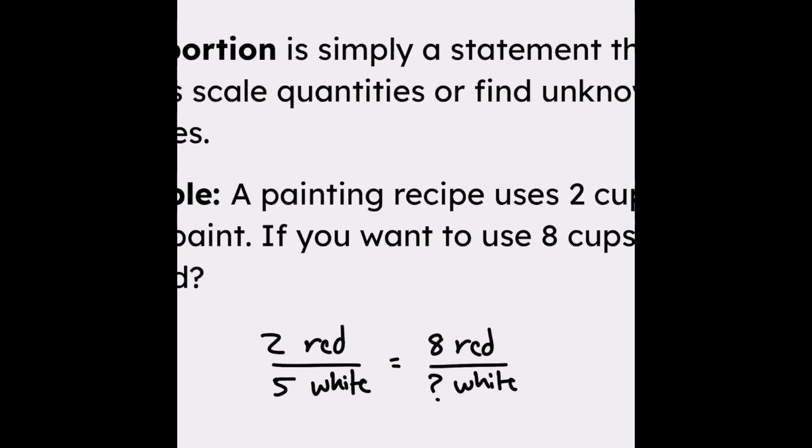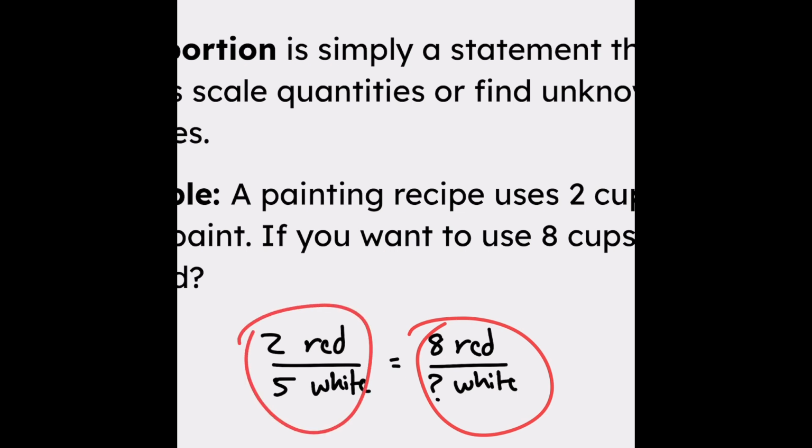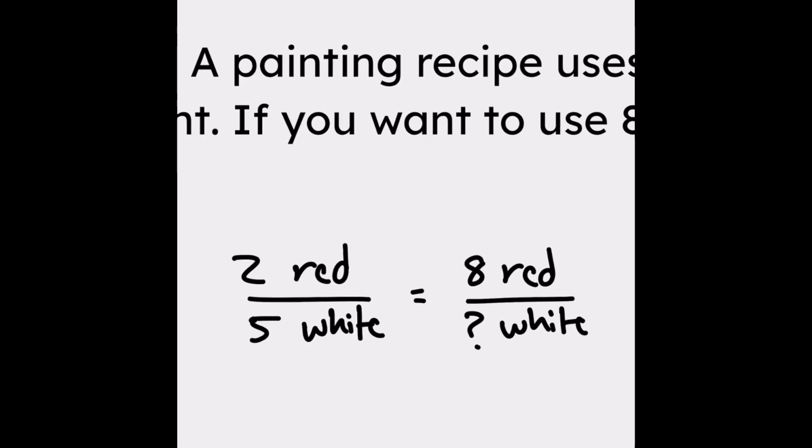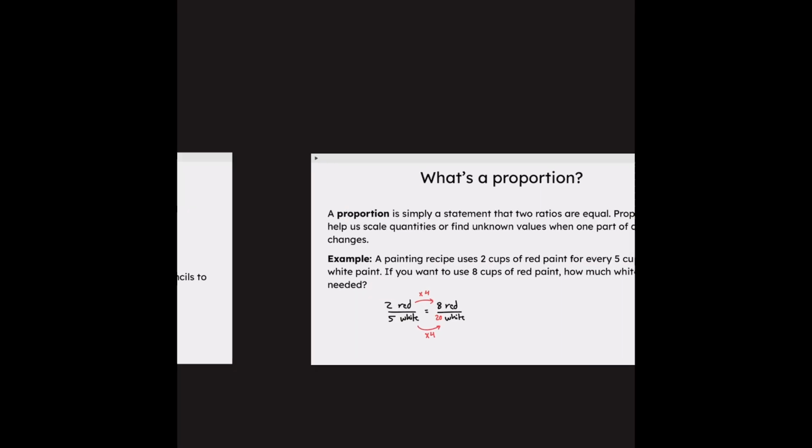Again, whatever this ratio is, it's going to be equivalent to this one. They're going to be the same. It's just that the quantities may differ, but the actual value is going to be the same. So if these are equivalent fractions, if you remember, when you multiply 2 by 4 and it becomes 8, we should also multiply the denominator by the same value in order to keep the fraction equivalent. So we should multiply the denominator by 4 as well, and we would get 20. So we know that if we use 8 red cups, then we should use 20 white cups of paint as well to keep the ratio of red to white equivalent.